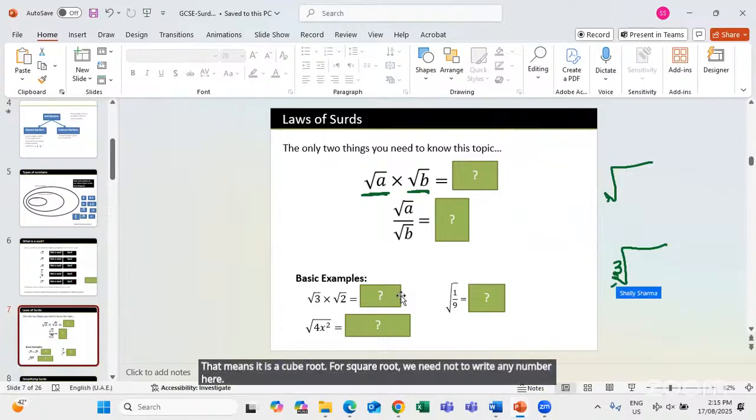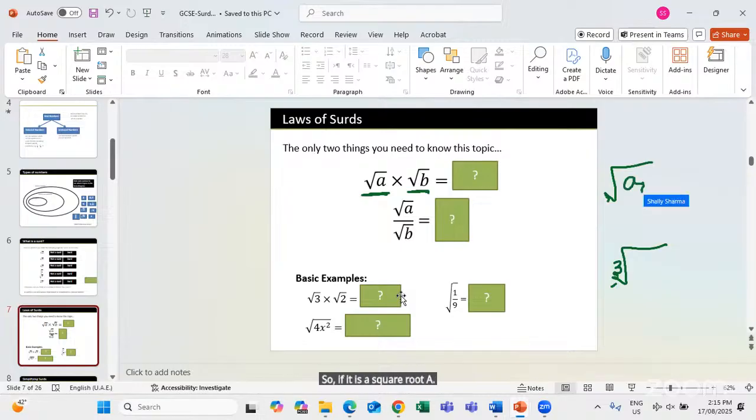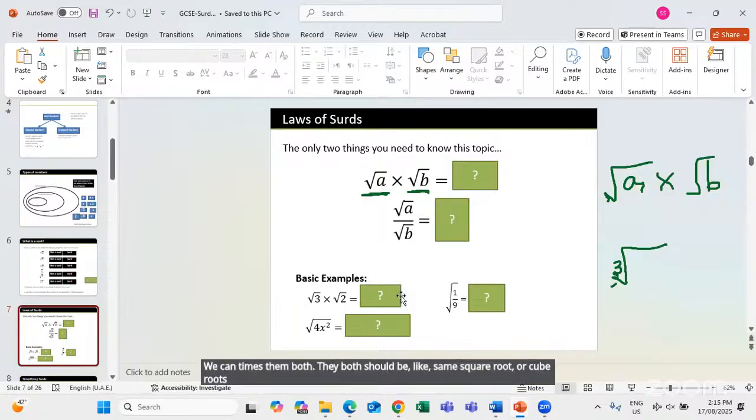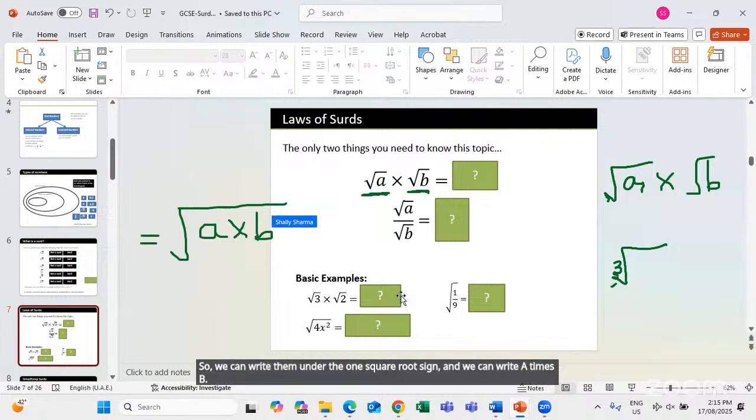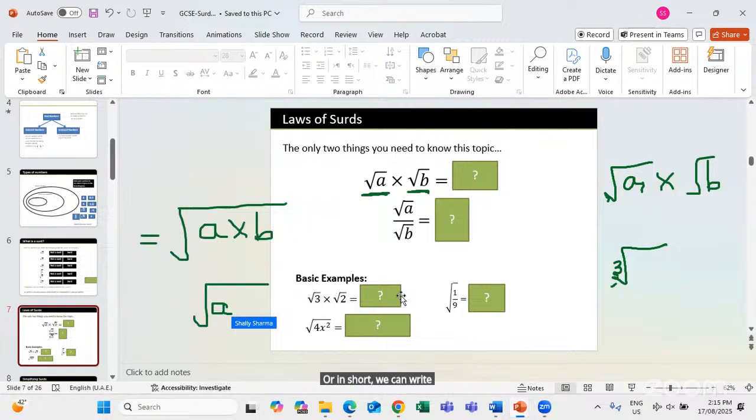So if it is square root A and then we multiply it by square root B, we can multiply them both. They both should be the same, like square roots or cube roots. So we can write them under one square root sign and we can write A times B, or in short, we can write AB. So this is the law of surds.